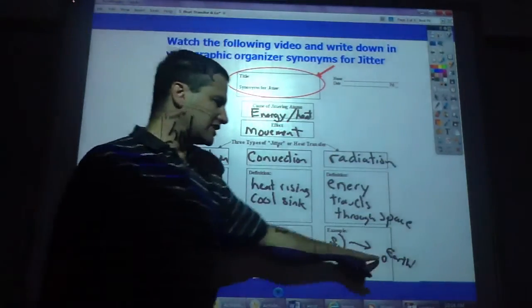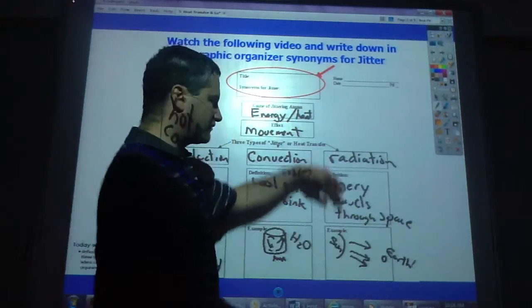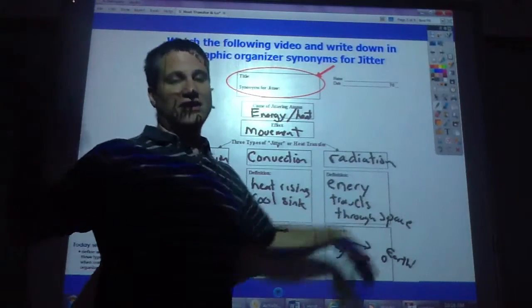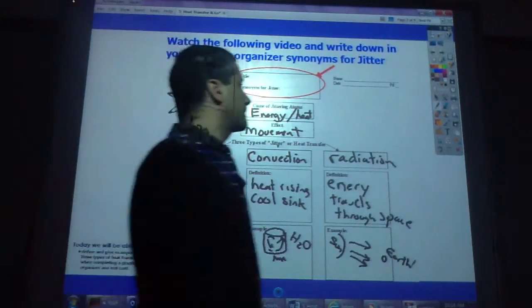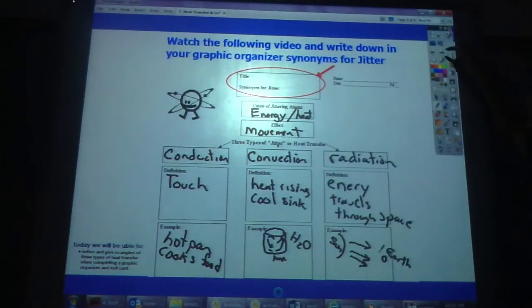Hopefully everyone understands that's not a scale drawing. If that was as big as the earth was, I'd have to make the sun as big as the entire board, and then I wouldn't even have room for the distance. We'll do scale models of the sun and earth when we do our astronomy unit.